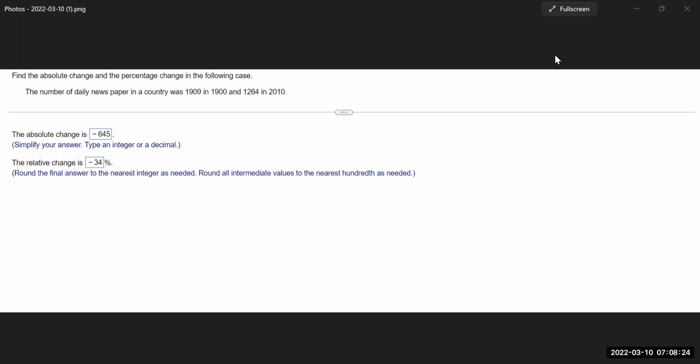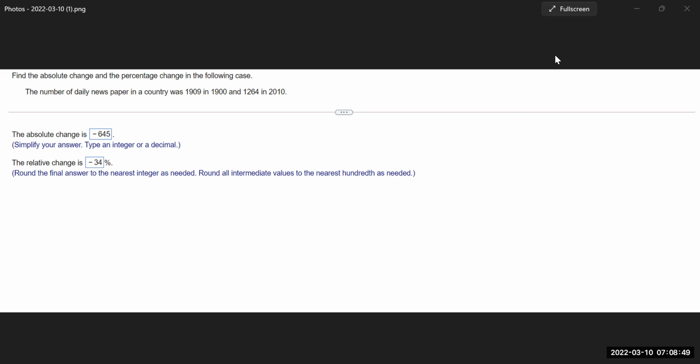Find the absolute change and the percent change in the following case. The number of daily newspapers in a country was 1,909 in 1900 and 1,264 in 2010. Okay, we want to find the absolute change.